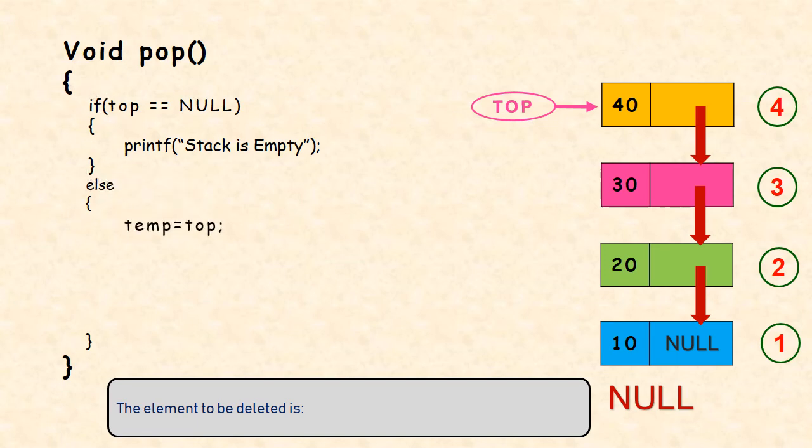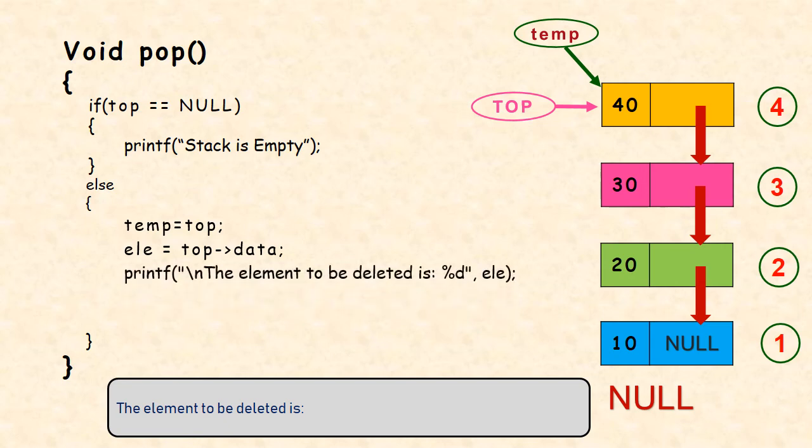So temp is equal to top. I am taking the pointer temp to point to the topmost element, and see here I am pointing this. Then what will I do? I will take the element value, which is 40, into a variable ELE, and I will display that ELE, so that 40 will be displayed. Now 40 is displayed. I want to remove the link between the top node and the top next node. Okay, so what will I do? I will write this: top is equal to top next. Then the next node will become the top.